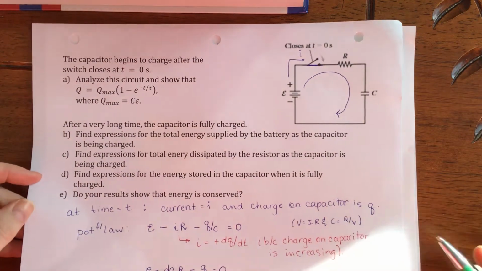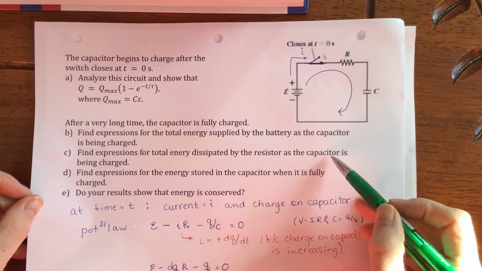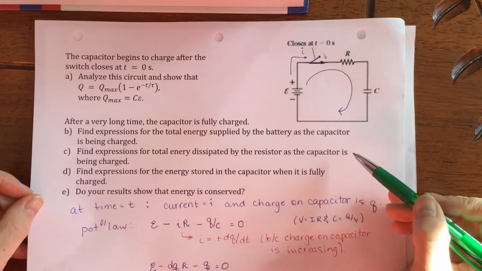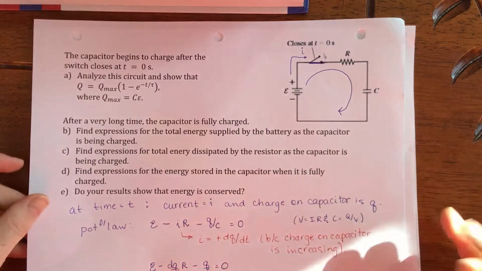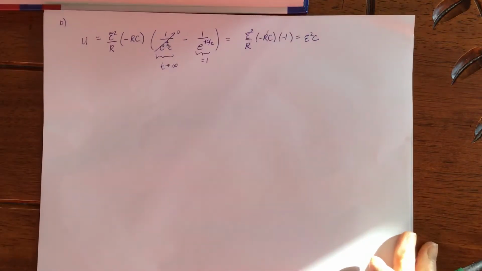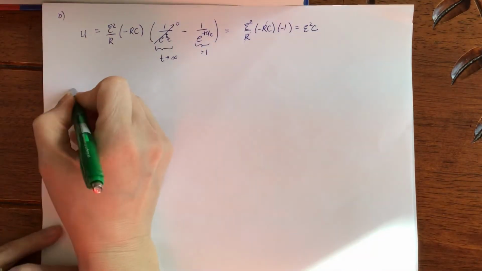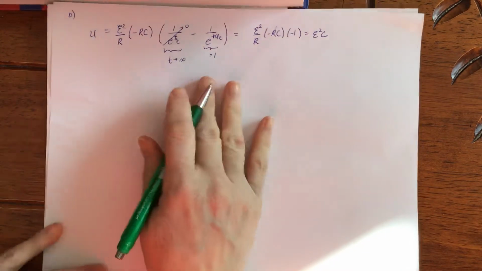Part of our problem now. Let's find the total energy dissipated by the resistor as the capacitor gets to a full charge, and the amount of energy stored on the capacitor when it gets to a full charge. So let's do C next. The energy dissipated by the battery.